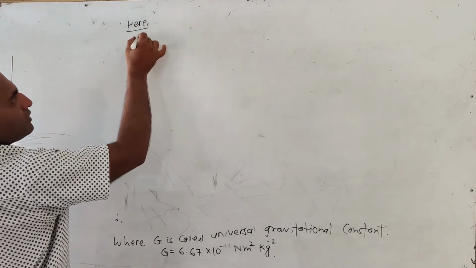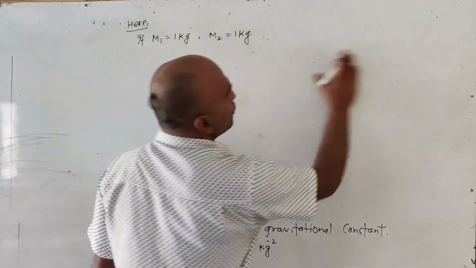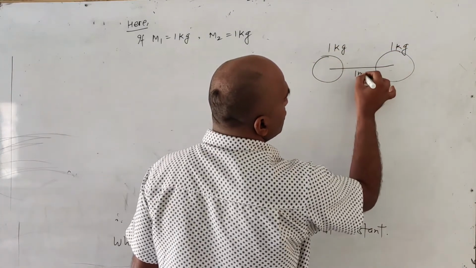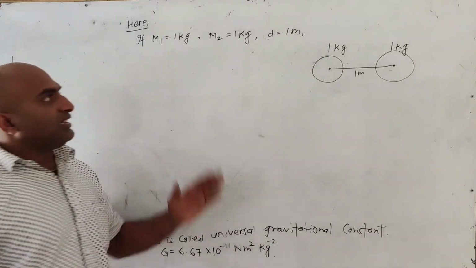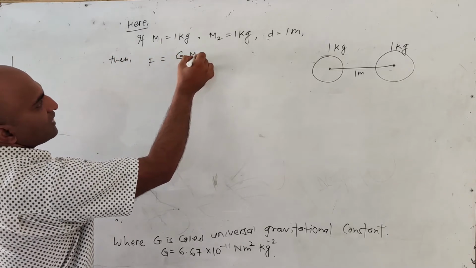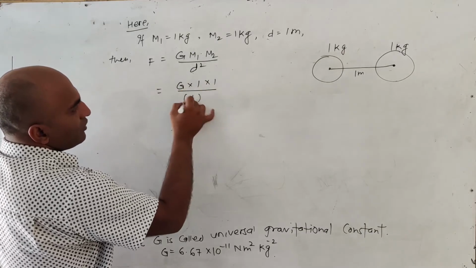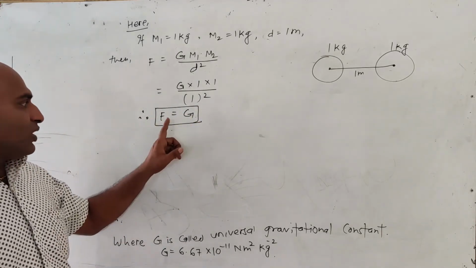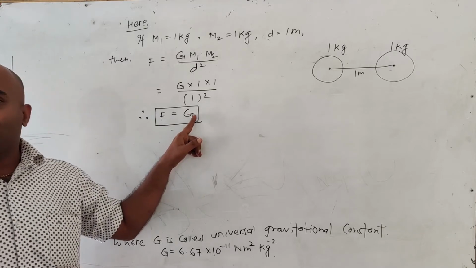Here, if m1 equals 1 kg and m2 equals 1 kg, that is, two bodies each of mass 1 kg, and the distance between them is also 1 meter, then what will be the gravitational force? We can write F equals G m1 m2 by d square, which equals G into 1 by 1 square. So F equals G. In this condition, capital G is equal to the gravitational force, that is, the universal gravitational constant.